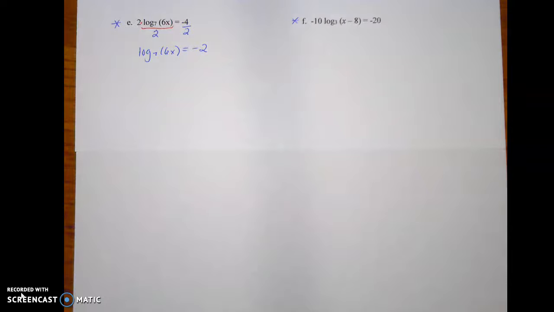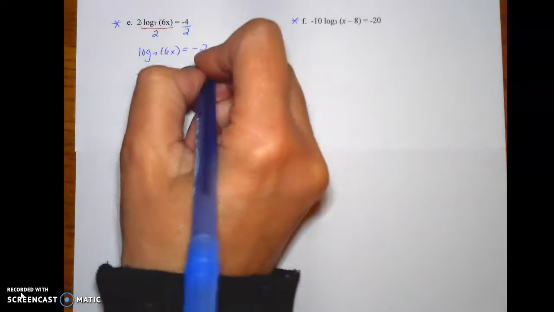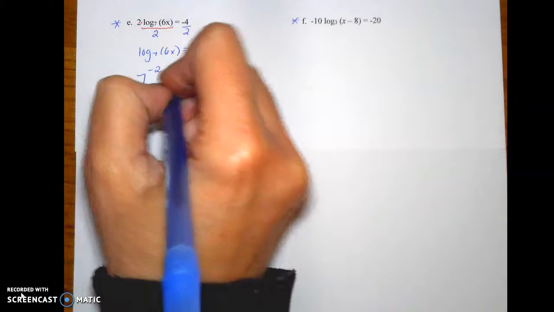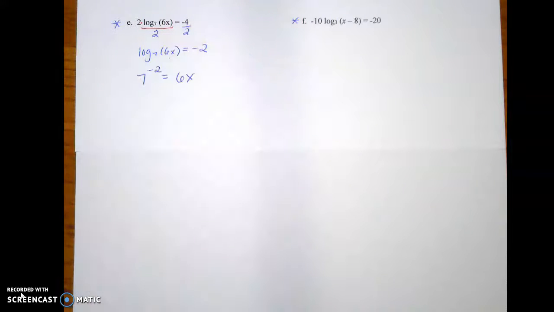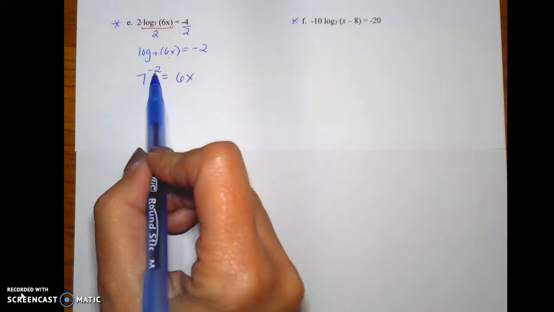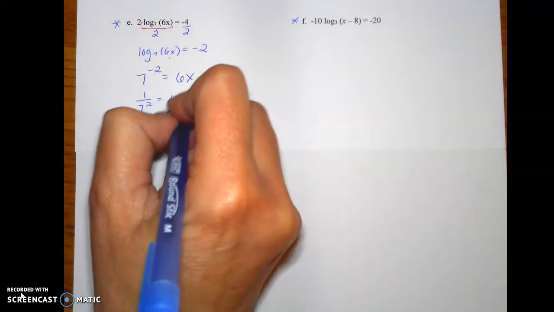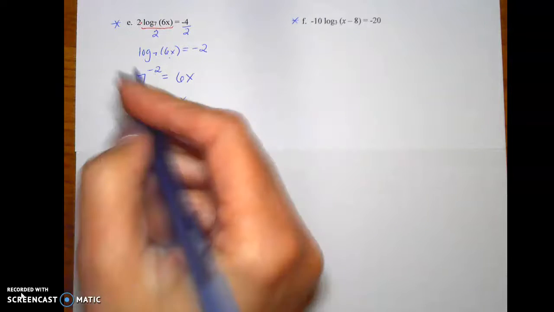Now from here, it's going to look just like the problems up above, where you start with your base, raise it to the power that's on the other side, set it equal to the argument. Okay, so here you have a couple of options. I'll do it both ways for you. But you should be remembering by now that when you raise something to a negative power, that puts this value in the denominator. So this is really 1 over 7 squared equals 6x. 7 squared is 49.